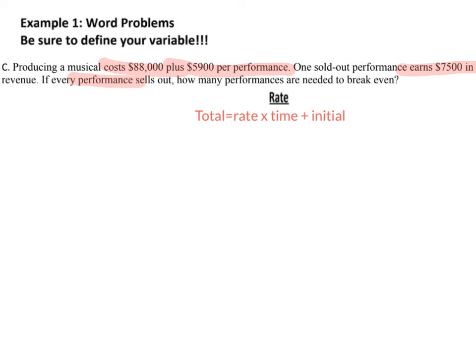The part we don't have is this per performance. So that's where we can define our variable as P, and we can just call that a performance. Now, when we look at our total, this is another one where it's talking about break even. So break even just means when is this thing going to get back to 0?